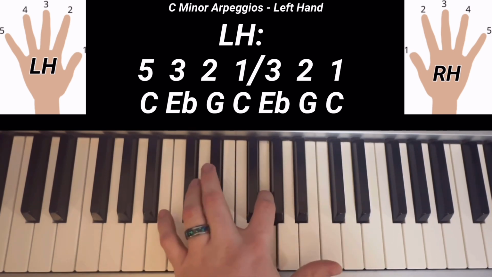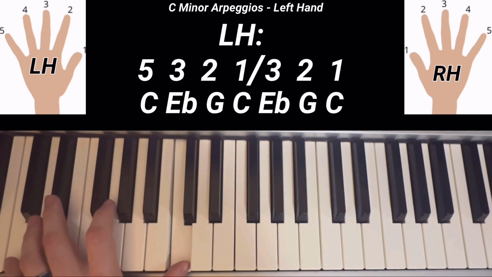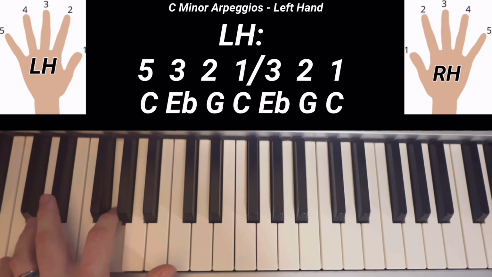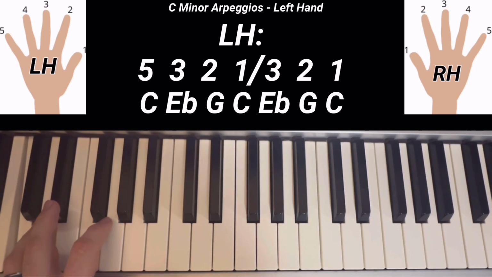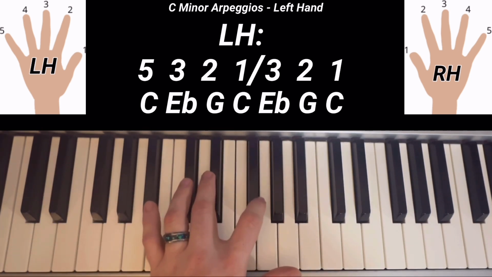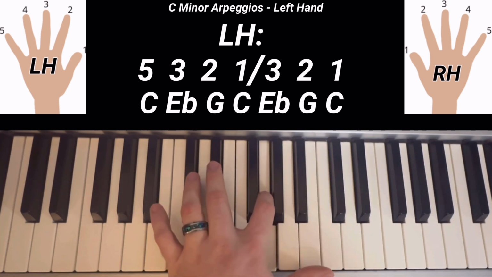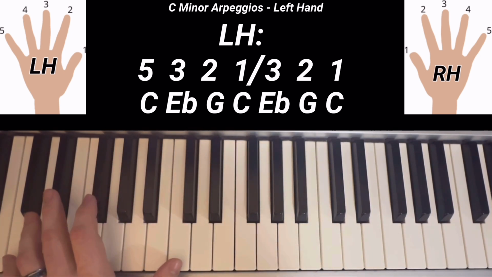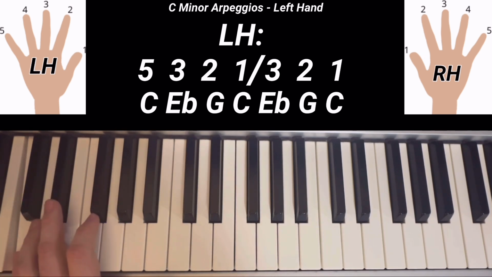Then back down to G with 2, E flat with 3, and then shift down to have finger 1 on the next C, then G with 2, E flat with finger 3, and land home on C with finger 5. Again, those finger numbers for the left hand arpeggio are 5, 3, 2, 1, shift, 3, 2, 1. Then back down on 2, 3, shift, 1, 2, 3, 5.